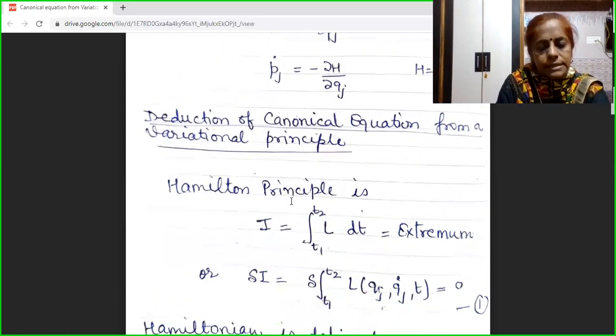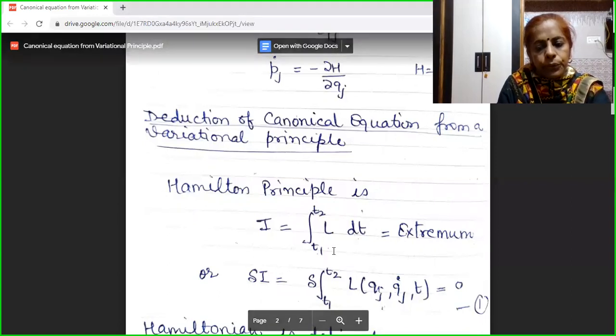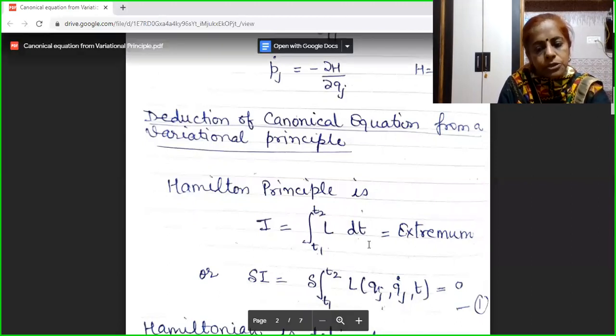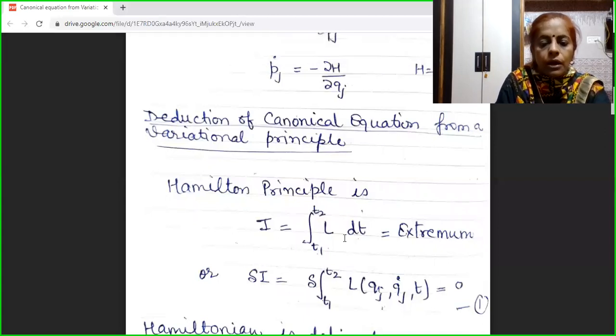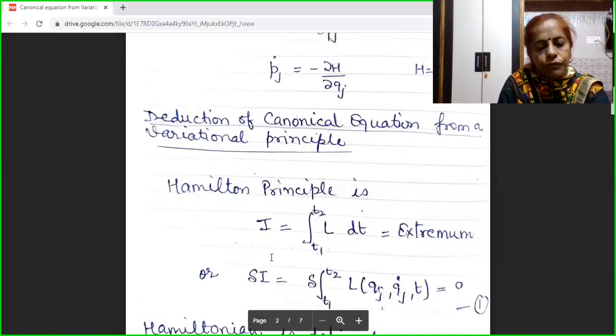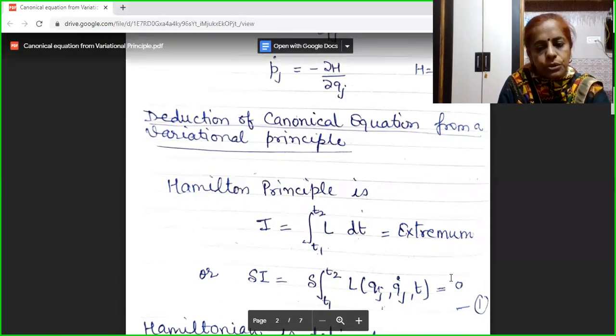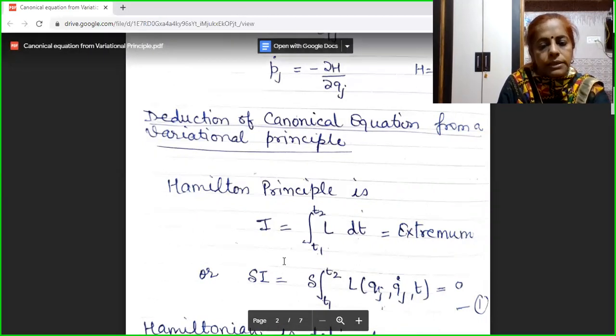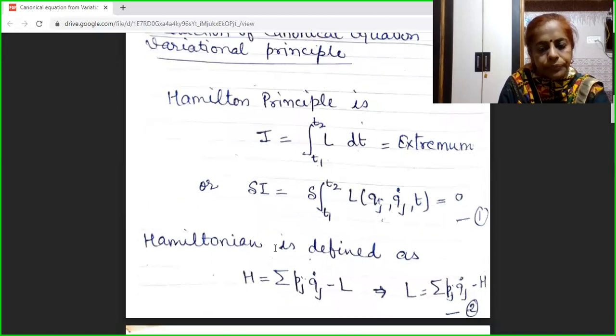Hamilton's principle is integral Lagrangian dt from time t1 to t2. This integral must be an extremum. Or we can say that the variation of I must be equal to 0. Here L is the Lagrangian of the system. It is a function of Qj, Qj dot and T. This is Hamilton's principle.